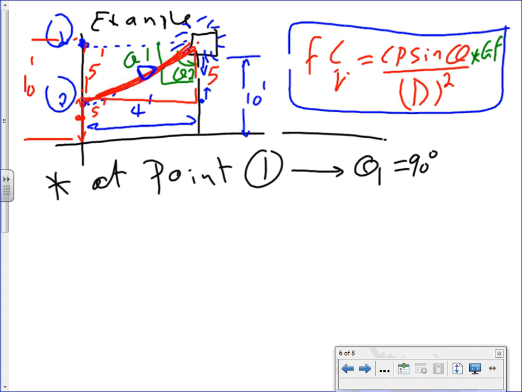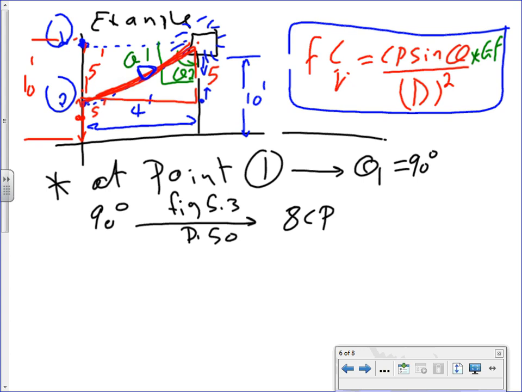Then you take the 90 degrees and take this to Fig 5.3, page 50. If you take it there, you find the candela power at 90 is 8 candela power. Did I do it right? 8 lumens. Is that at 90? Yep. Okay, so not a whole lot. 8. Can you guys see that? Everybody can see that?